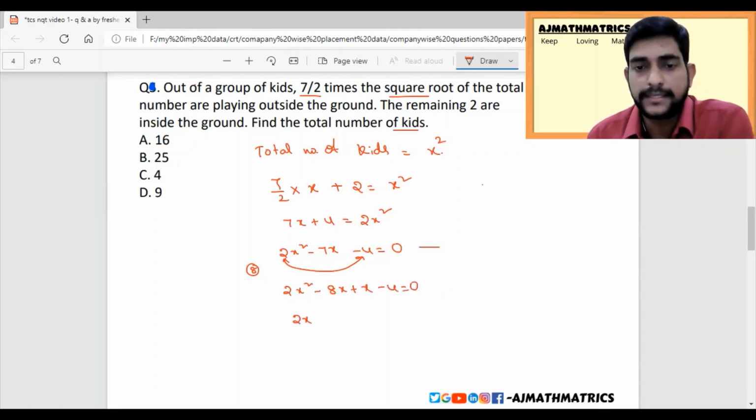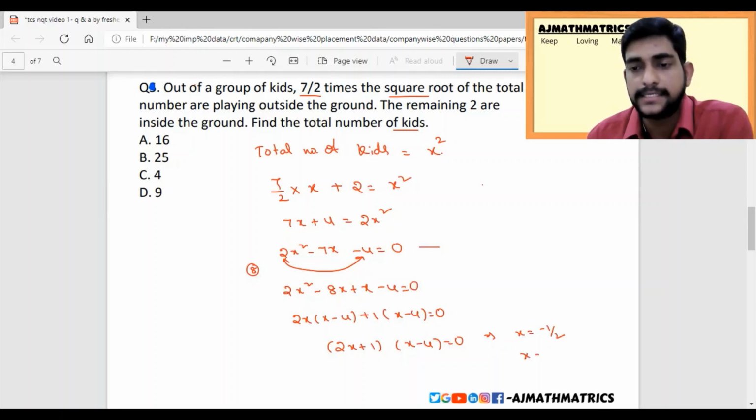If you take 2x common, x minus 4, and if you take plus 1 common, x minus 4, which equals 0, we are finding the factors of the equation. So 2x plus 1 and x minus 4 equals 0. So here you will get x equals minus 1 by 2 and x equals 4.